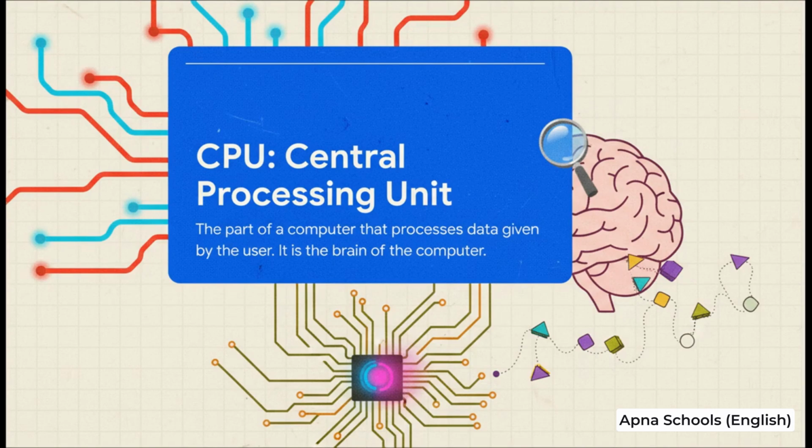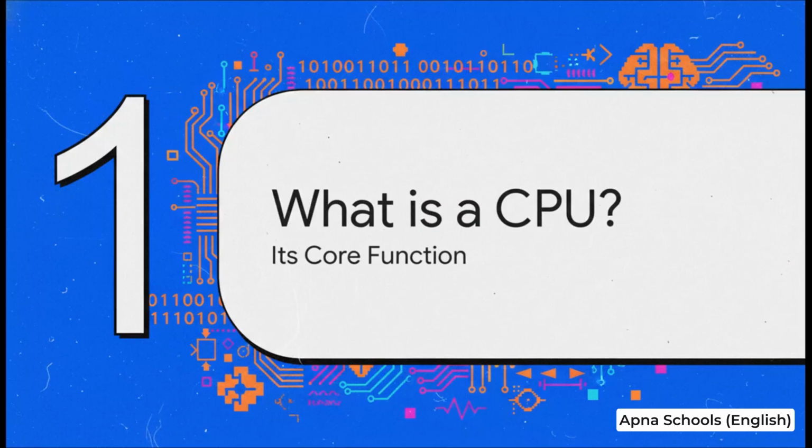Think about it. Just like our brains take in information from the world around us, the CPU takes in data, usually from you, and figures out what to do with it. It is, without a doubt, the command center of the whole operation. All right, so what is this brain actually doing? What's its main job? Well, you might be surprised to hear it's not as complicated as it sounds. In fact, pretty much everything it does boils down to a really simple, kind of like a three-step dance.